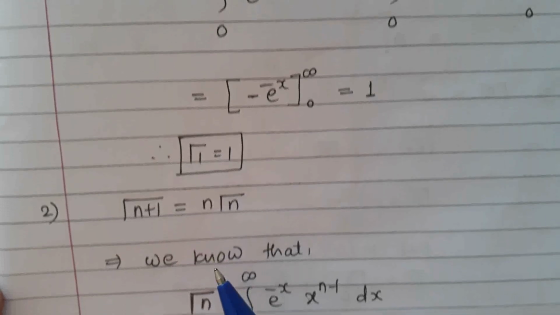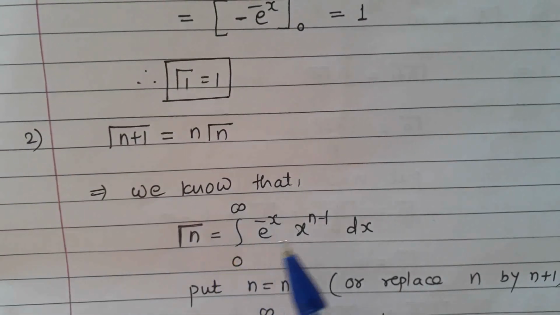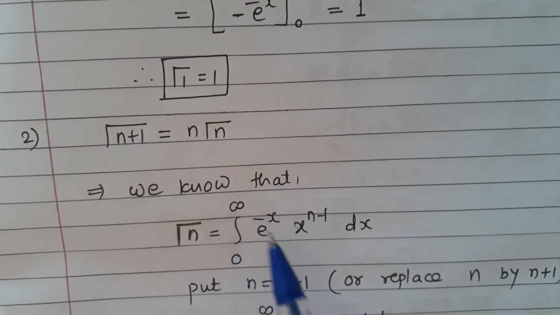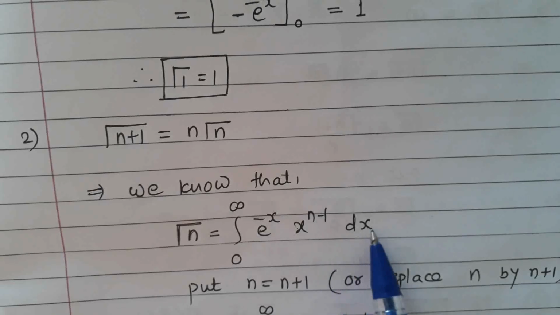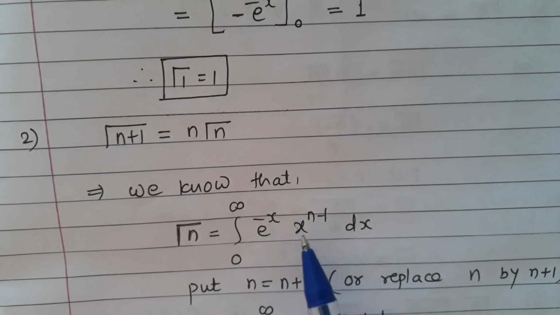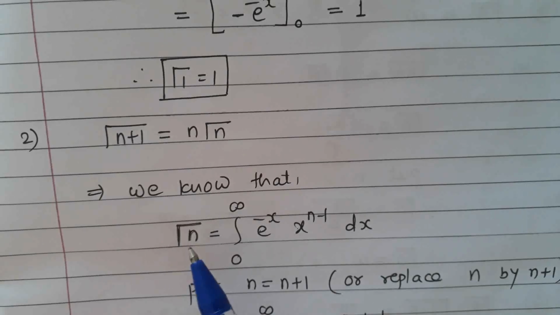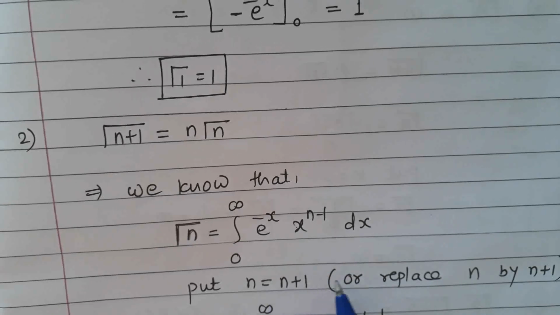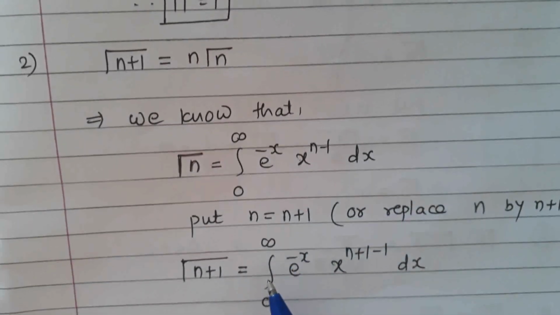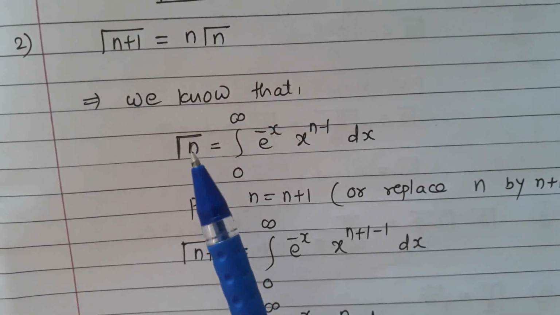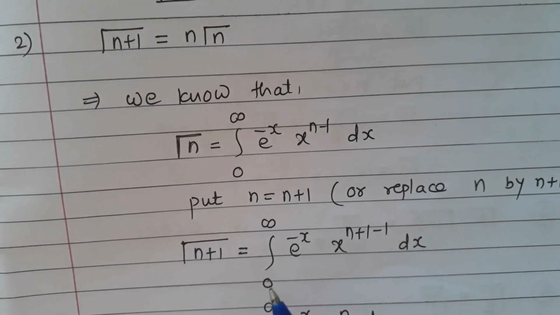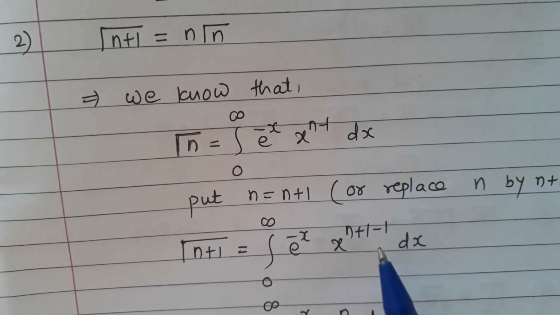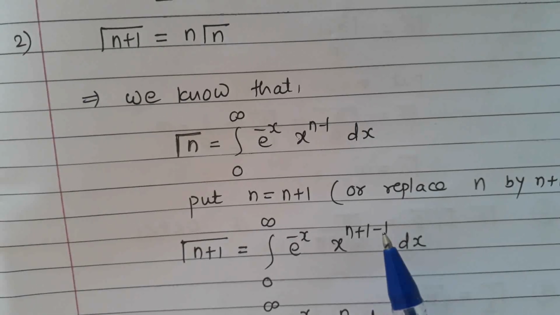To prove this property, again we use the basic definition of the gamma function. The gamma function can be written as the integral from 0 to infinity of e raised to minus x, x raised to n minus 1 dx. In this definition, replace n by n plus 1 in LHS as well as in RHS. After replacing n by n plus 1, this is equal to the integral from 0 to infinity of e raised to minus x, x raised to n plus 1 minus 1 dx. So plus 1 minus 1 becomes 0.